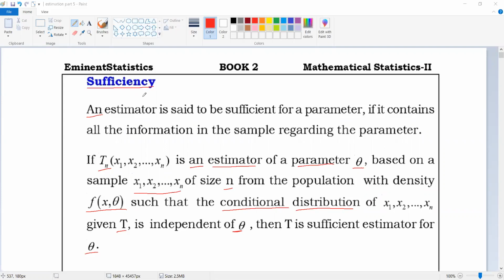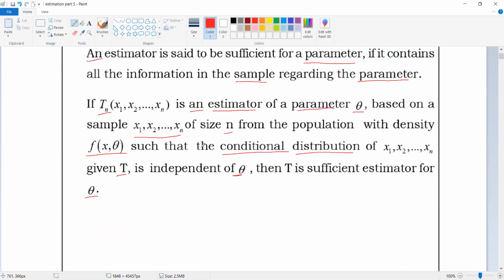So, the fourth criterion of a good estimator is sufficiency. Sufficiency is very, very important. We have to identify the sufficient estimator to estimate the unknown population parameter theta. So, this is the definition. An estimator is said to be sufficient for a parameter theta if it contains all the information in the sample regarding the parameter. So this is a simple definition of a sufficient estimator.